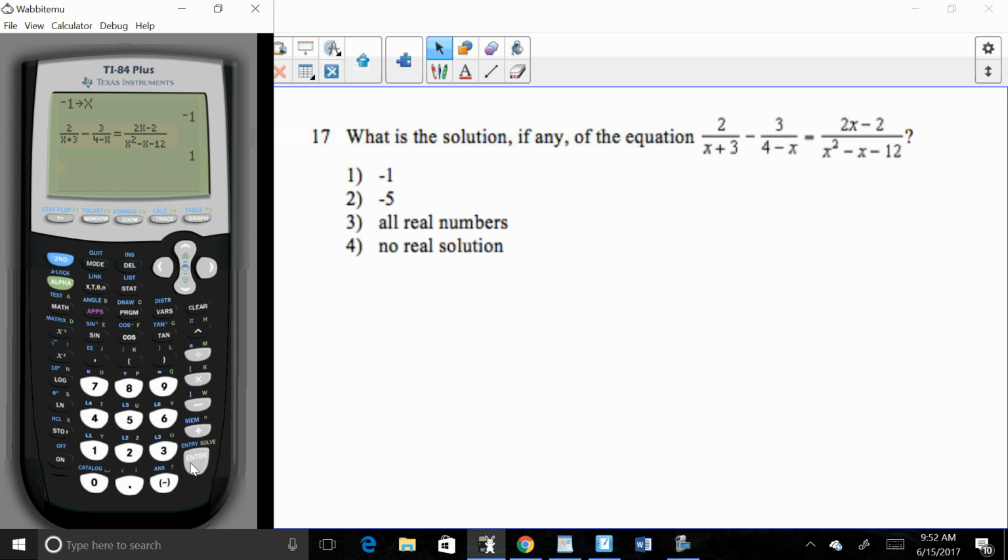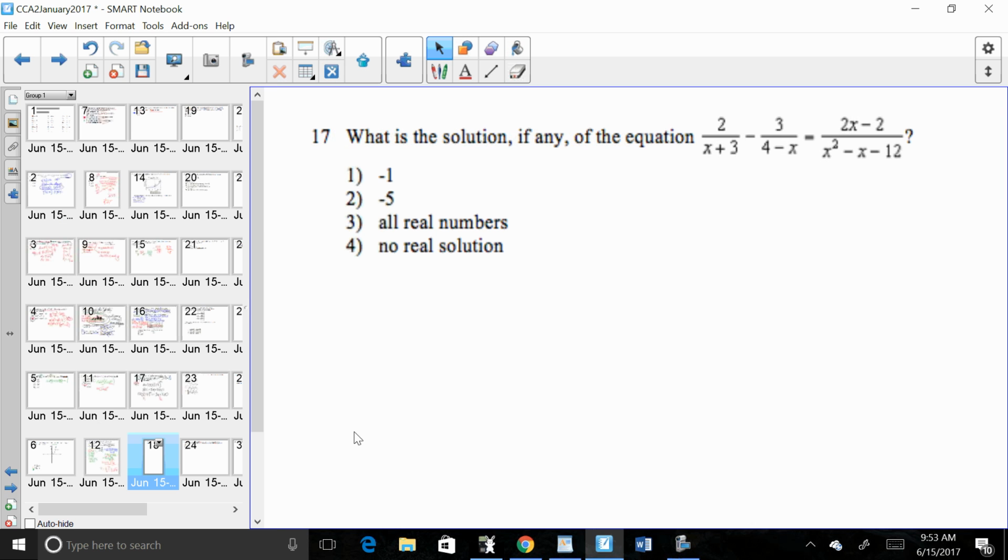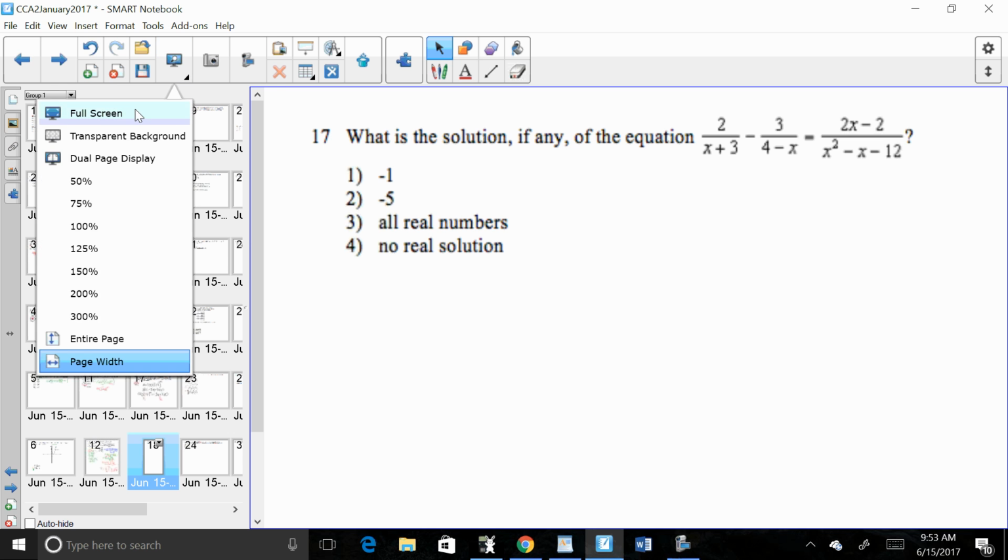And if I get a 0, it's correct. If I get a 1, it's incorrect. I got a 1, so -1 works. Well, if -1 works, it might be choice 1. It could also be choice 3. So I'm going to see if -5 works. I don't have to retype the whole thing. I'm just going to hit -5, store as x, and copy this and paste it, and it gave me a 0. So -1 works, -5 doesn't work. Therefore, the answer is choice 1.